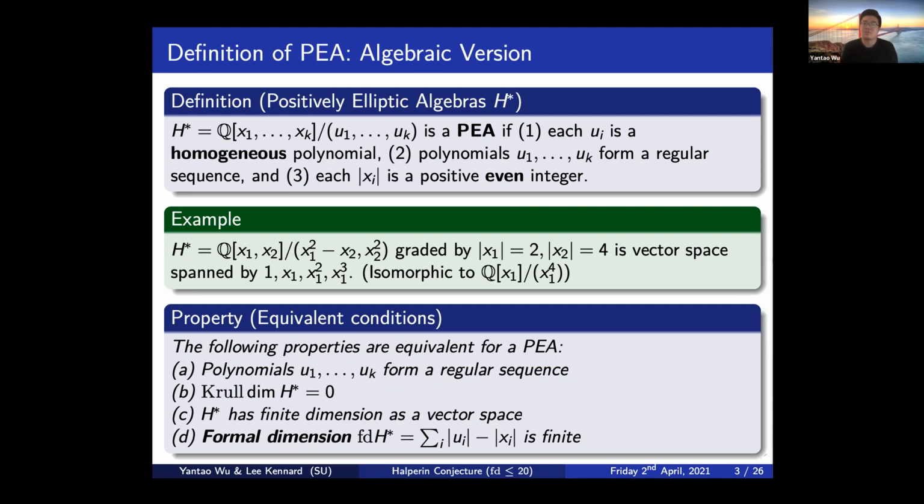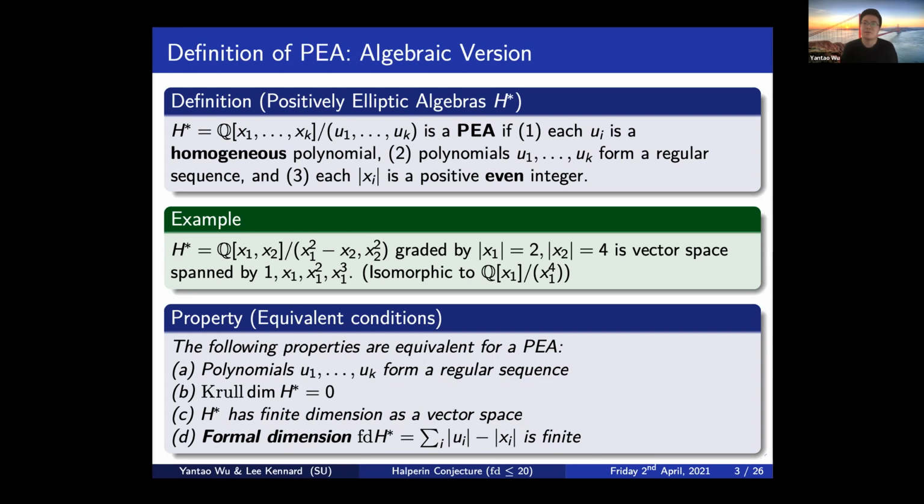It's interesting that we have two different presentations which represent the same object. I will come to that later, how we choose one good representation. Here are some equivalent properties for a positive elliptic algebra. First, we want the relations to be a regular sequence, and it turns out this is equivalent to property B: the Krull dimension is 0. We can compute that because the number of generators is k, and the number of relations is k, and the relations form a regular sequence, so the Krull dimension is just k minus k, so 0. And third, H star has finite dimension when we treat it as a vector space.